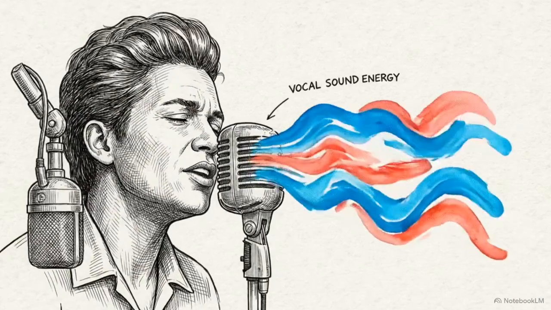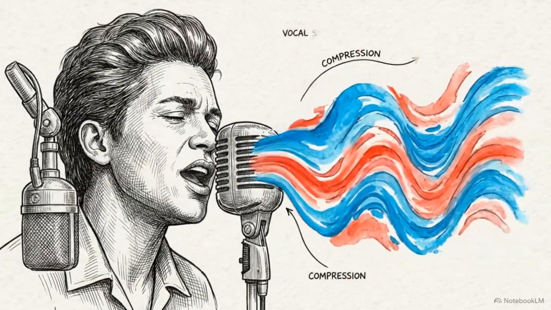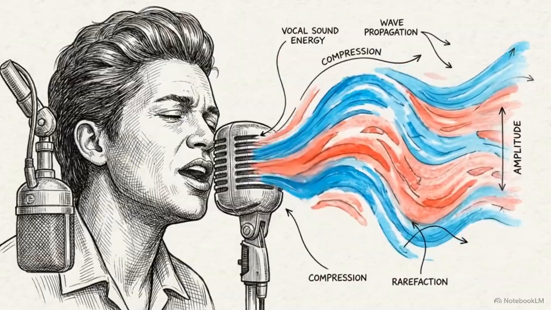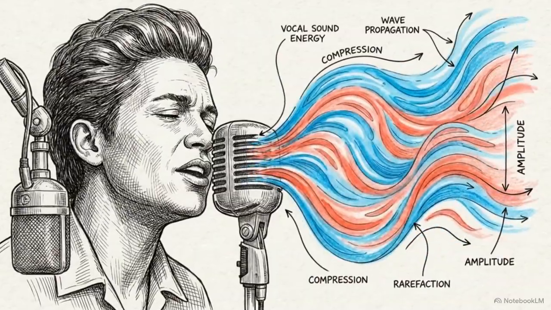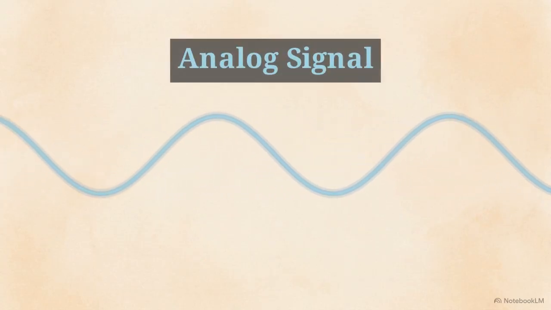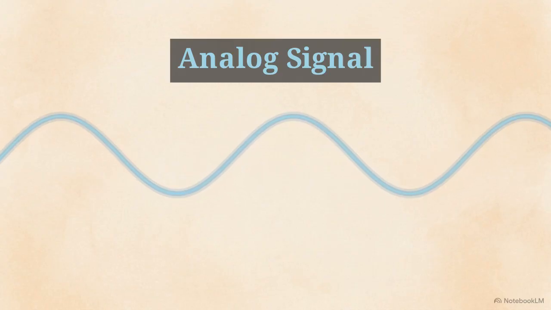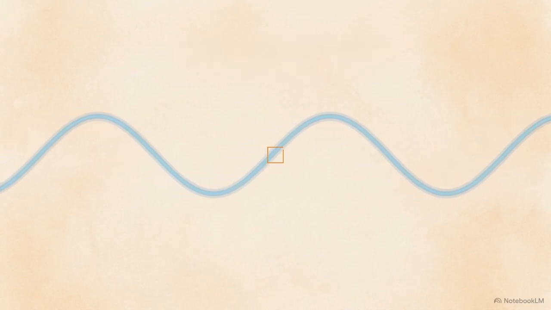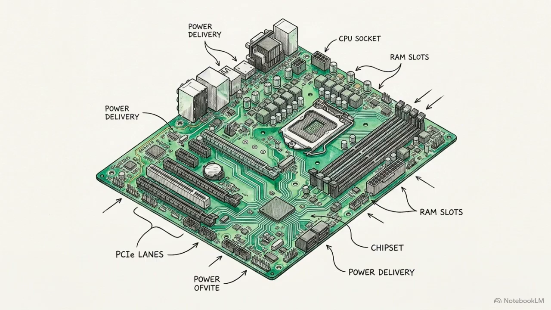When a singer steps up to a microphone and hits a note, they are creating physical energy. That energy ripples through the air as a perfectly smooth, continuous wave of pressure. This natural, flowing energy is called an analog signal. Because it moves without any breaks or interruptions, a single second of that sound wave holds an infinite amount of microscopic detail. But computers can't handle infinity.